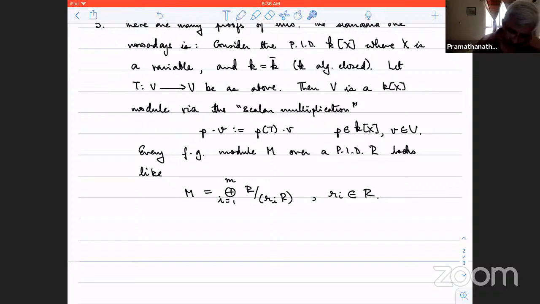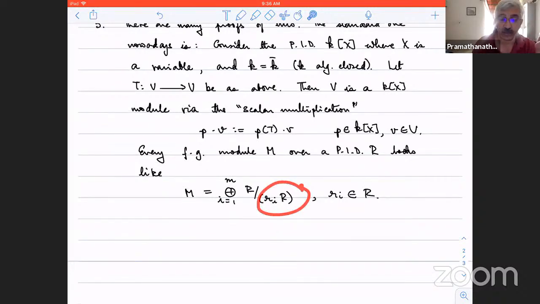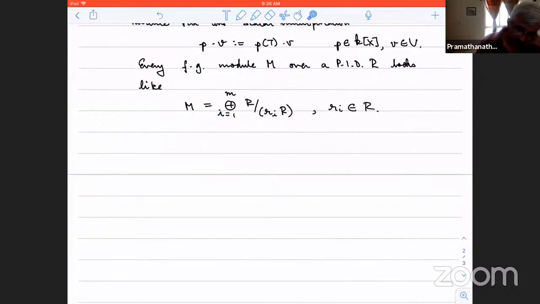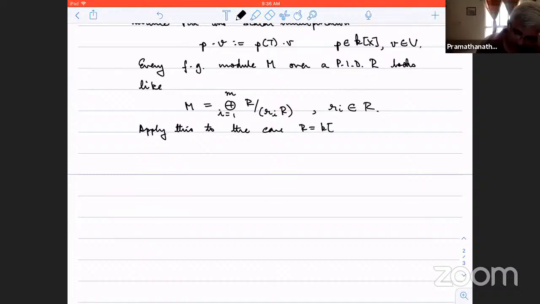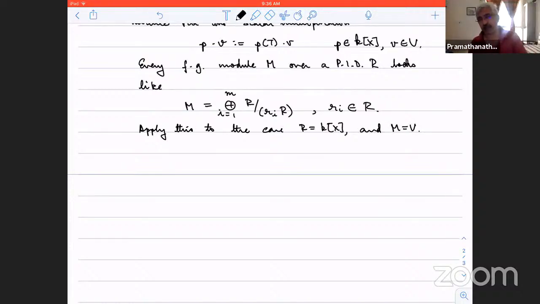So this is my notation for the principal ideal generated by R sub I. Everything looks like this. So apply this to the case R equal to Kx and M equal to V, and you'll be done. Okay.